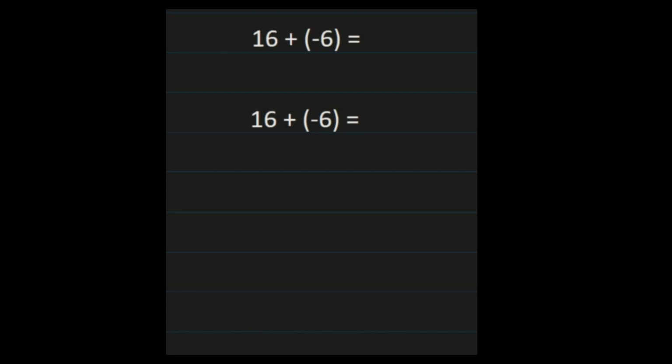For our next problem, we have 16 plus -6. Again, adding integers with different signs. And our steps for doing this were to take the absolute value of both numbers. So our absolute value of 16 is 16, and our absolute value of -6 is 6. And then we're going to subtract our absolute values. So we're going to put 16 first. 16 minus 6, and 16 minus 6 is 10.